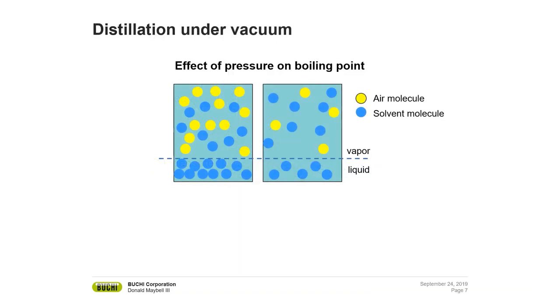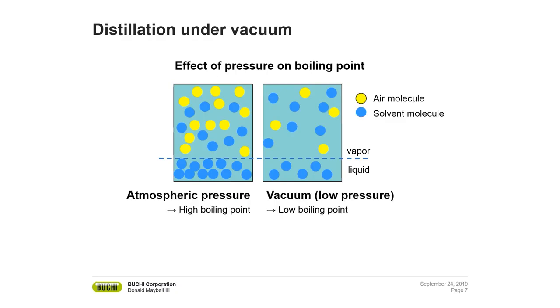Distillation under vacuum. We distill under vacuum because pulling a vacuum on the system controls the boiling point of the solvent. So let's first understand that evaporation only happens at the surface of a liquid. Because of that atmospheric pressure, you have more particles pushing down on the surface of that liquid. So that means you have to add more energy to the liquid in order to really get it to go from that liquid phase to the vapor phase.